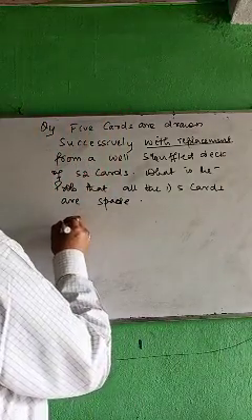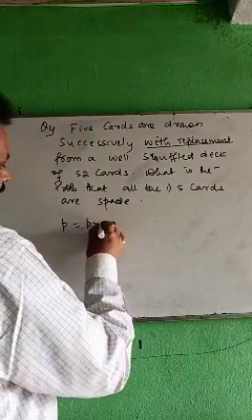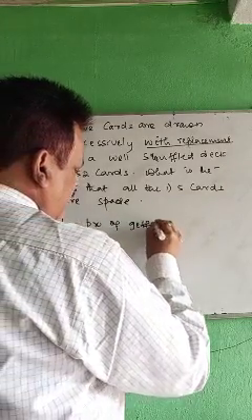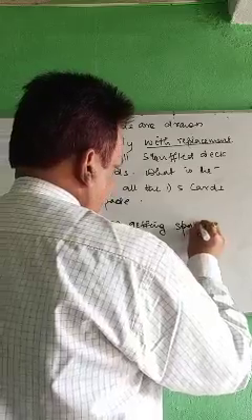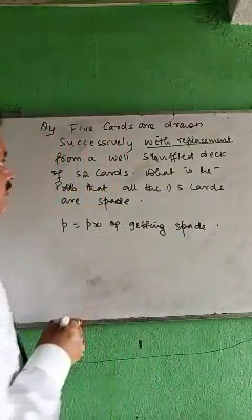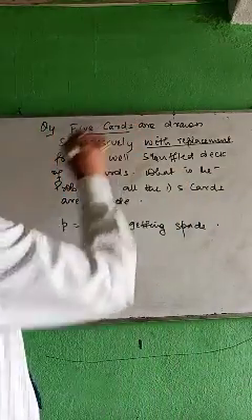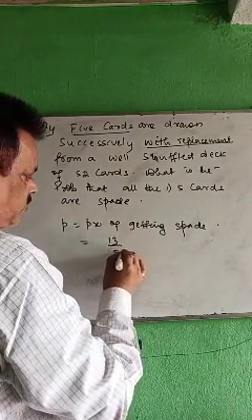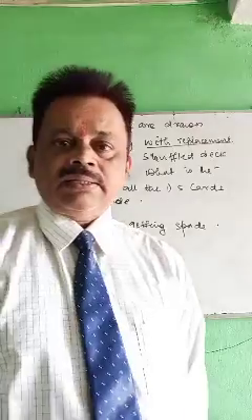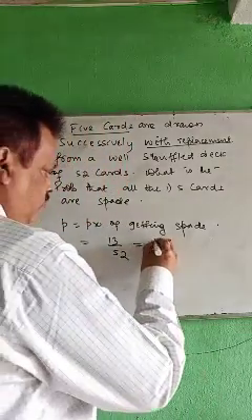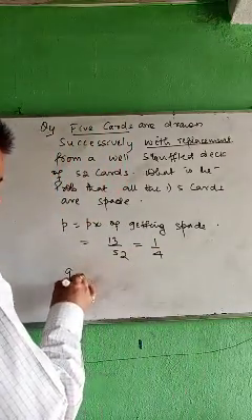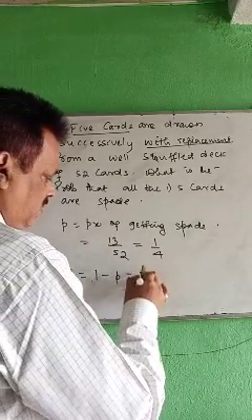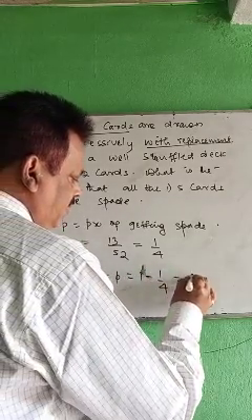P, probability of getting spade. 5 cards are drawn. So getting spade is how much? 13 by 52, because there are 13 spade cards. So that will be 1 by 4. What is Q then? 1 minus P, 1 minus 1 by 4, that is 3 by 4.